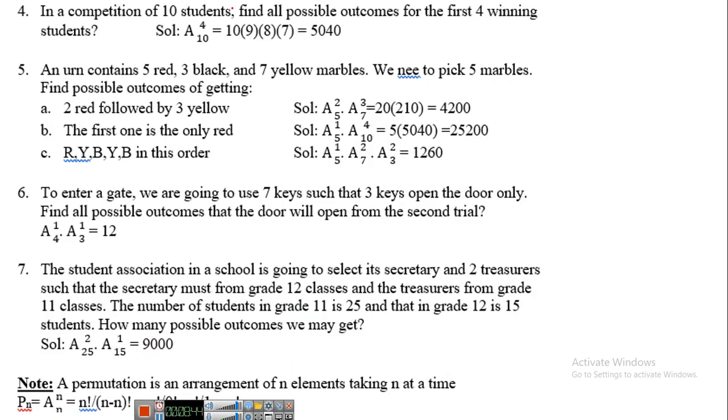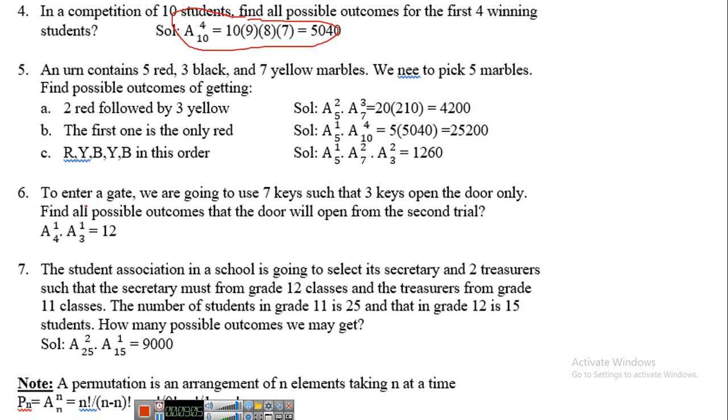More problems. In a competition of 10 students, find all possible outcomes of the first 4 winning. Surely the order matters and repetition is not allowed, because I have 4 winners, each one will win a certain prize. No one can win more than one time, and the order is important, so it's 4 out of 10. So 10, 9, 8, 7.